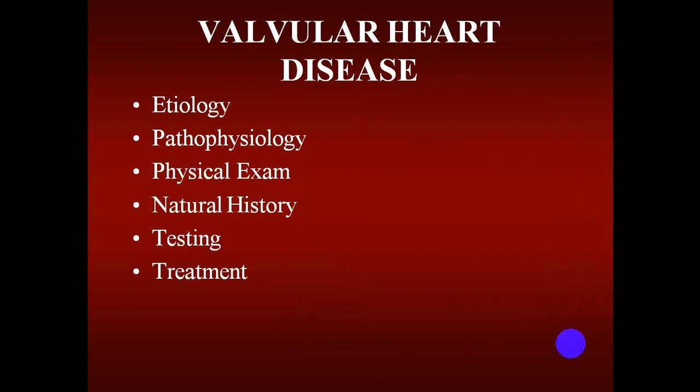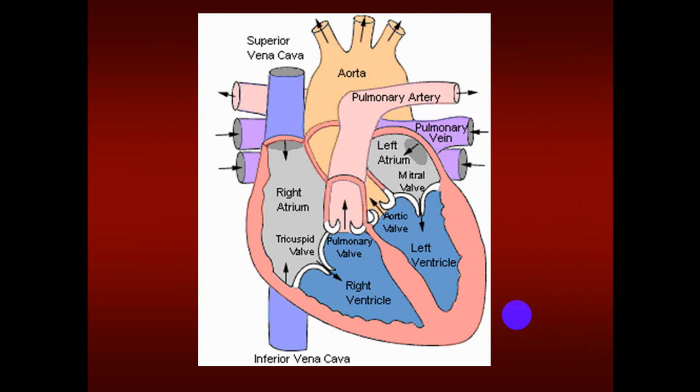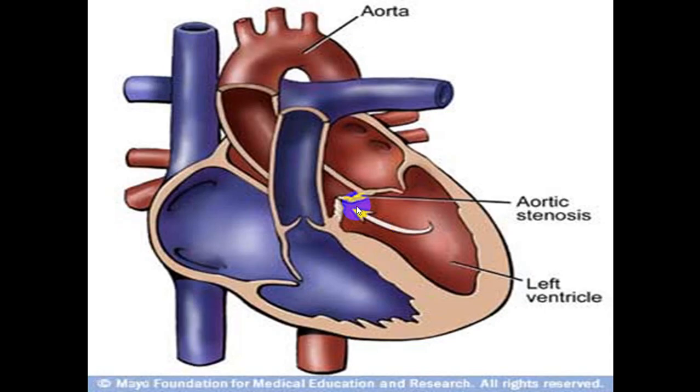Our objectives are to know the etiology, pathophysiology, physical examination, natural history, and the investigation of choice to confirm the diagnosis and proper treatment. The aortic valve between the left ventricle and aorta has three cusps: right coronary, left coronary, and non-coronary cusp. And this is another picture of a stenotic valve.